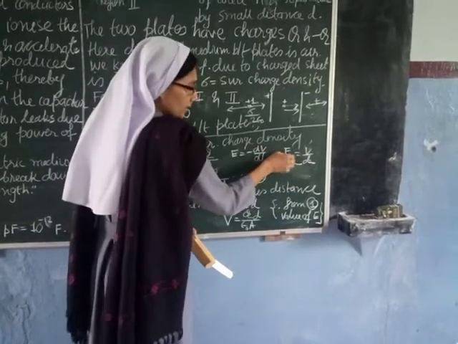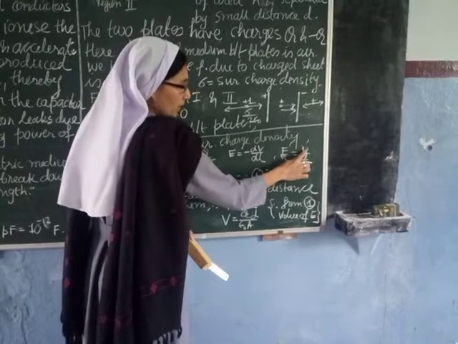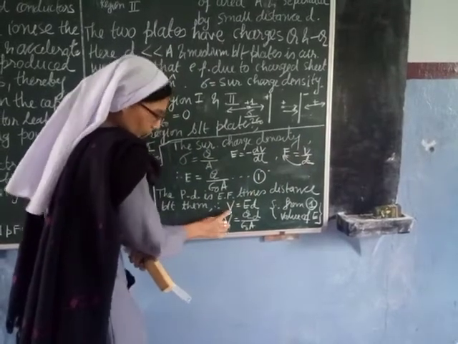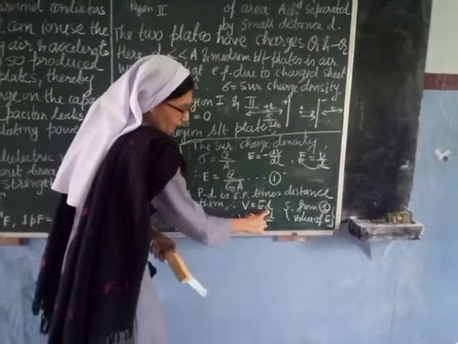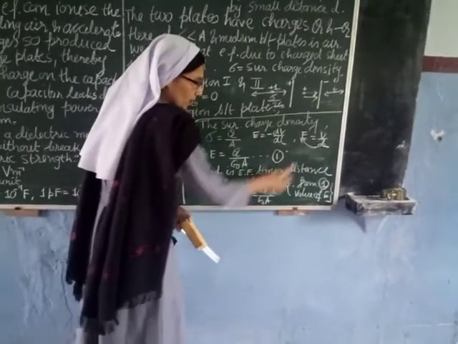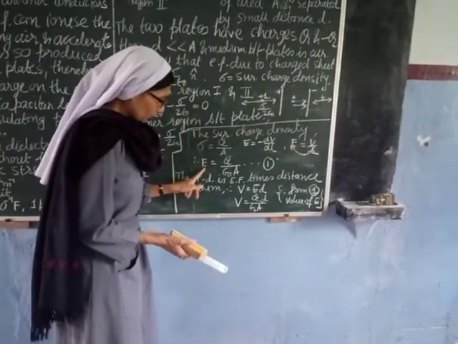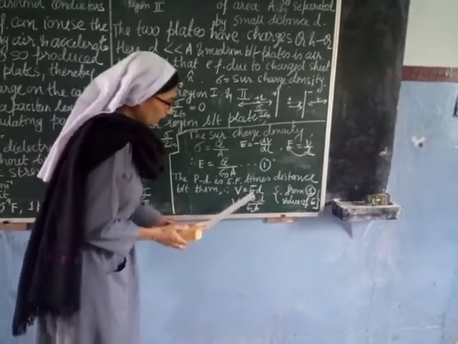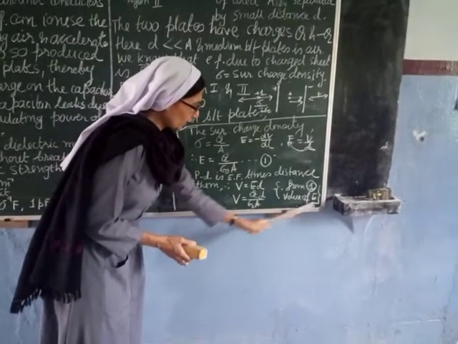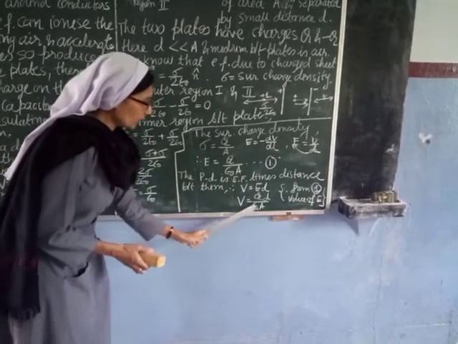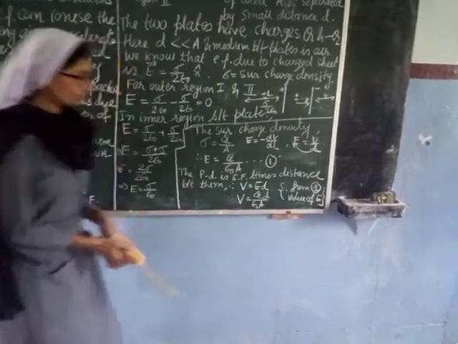Then you transfer this D here. So E into D is V. So what we have written? Voltage potential difference is E times D, electric field times the distance between them. Then from equation 1, the value of E is placed here: V is equal to Q by epsilon naught A into D.